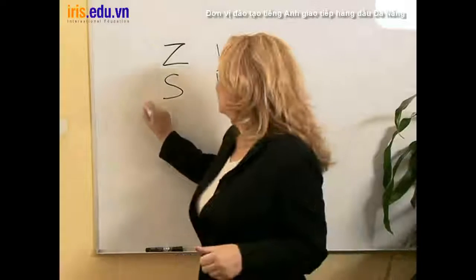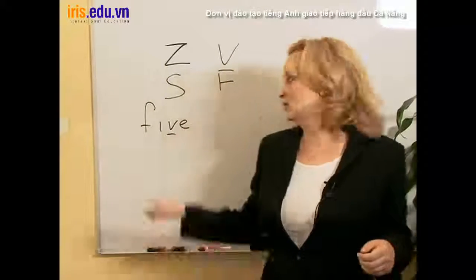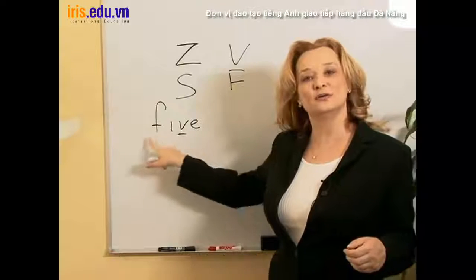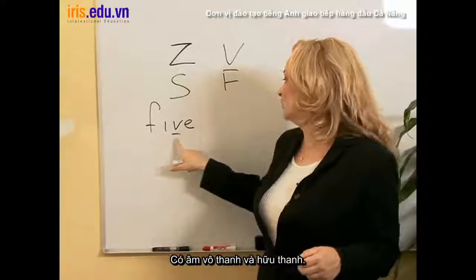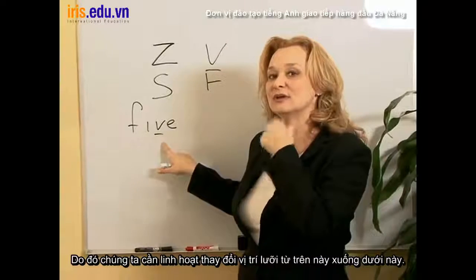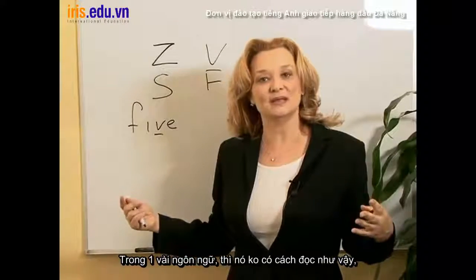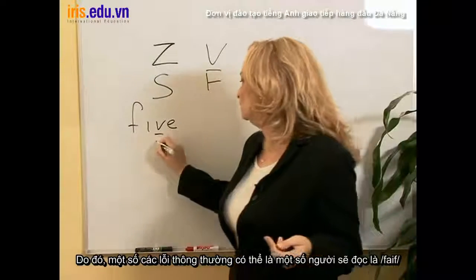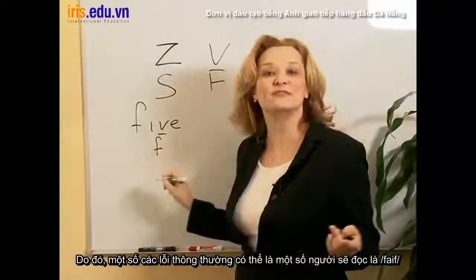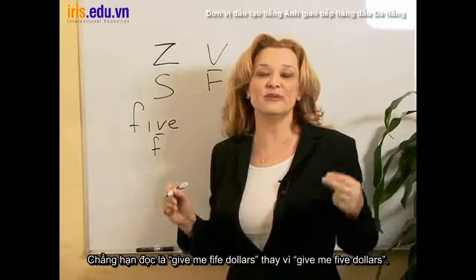Let me show you. For example, look at the word five. We have F and V. We have voiceless and we have voiced. So you have to change from up here to down here. Five. In some languages, that doesn't happen, and the common mistake would be for people to say fife. Give me $5 instead of give me $5.